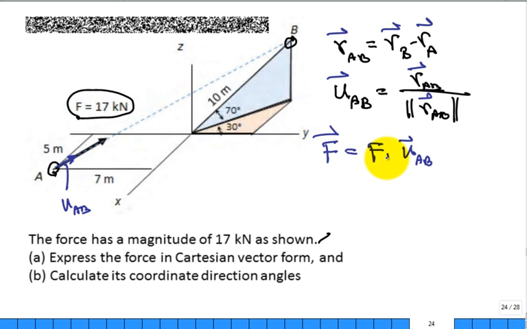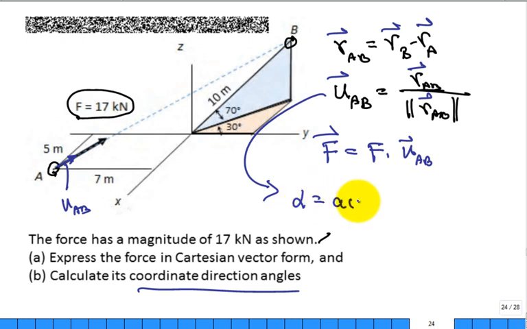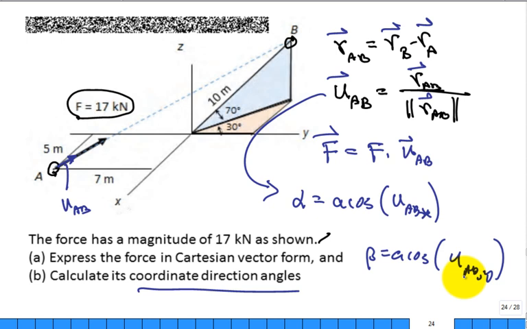All right. Once you have a nice force vector, guess what? The next question is, give me the coordinate direction angles. So you'd be doing the arc cosines of ratios. If you want, you just go back to these unit direction vectors and you'll see that alpha is the arc cosine of U sub AB in the x. Likewise, beta is the arc cosine of U sub AB in the y. It'll work itself out real easy that way.